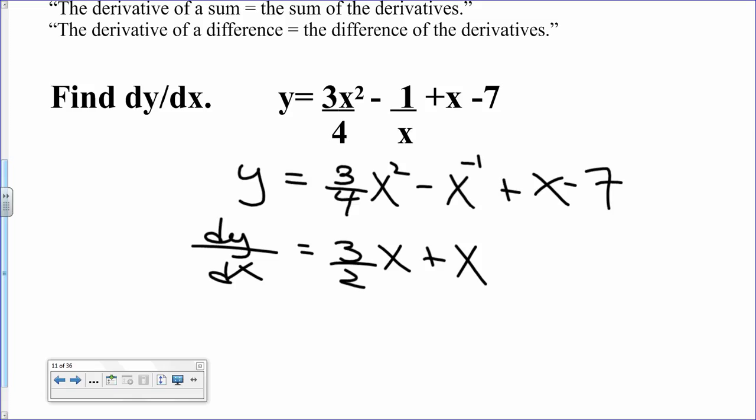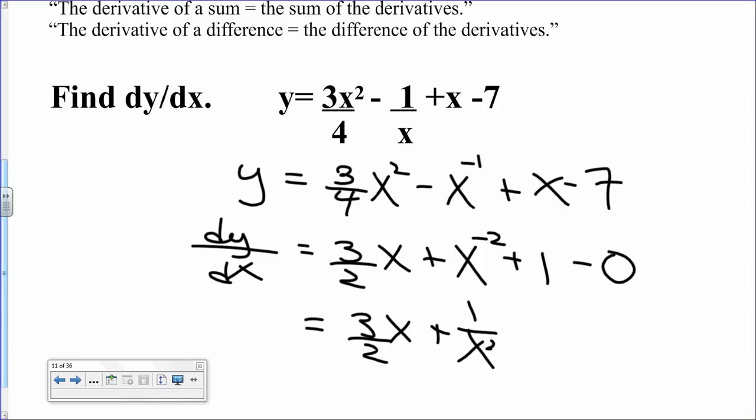Plus x to the -2. What's the derivative of x? What's the slope of y equals x? Just 1, all right? Because that's x to the first, so it's 1x to the 0, or 1. And what about the derivative of 7? 0. So we don't have to write that. It's kind of goofy. So we would just write it as 3/2 x, or 3x over 2, either way, plus 1 over x squared plus 1.